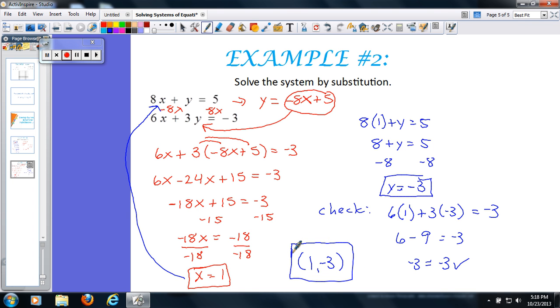Okay, this is really all there is to substitution method and solving systems of equations.